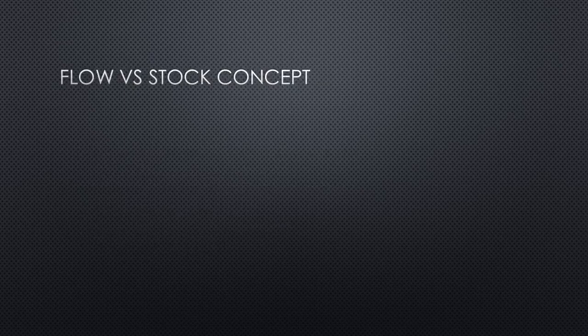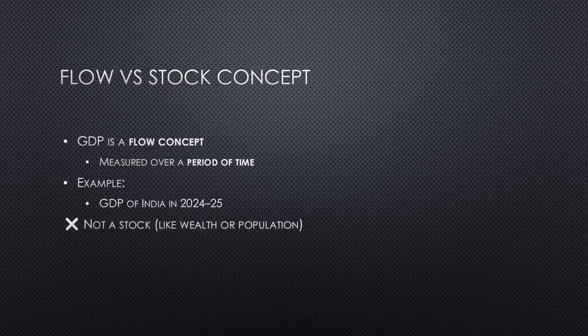GDP is a flow concept. It is measured over a period of time, usually 1 year. For example, GDP of India in 24-25. Wealth or population are stock concepts, but GDP is not.